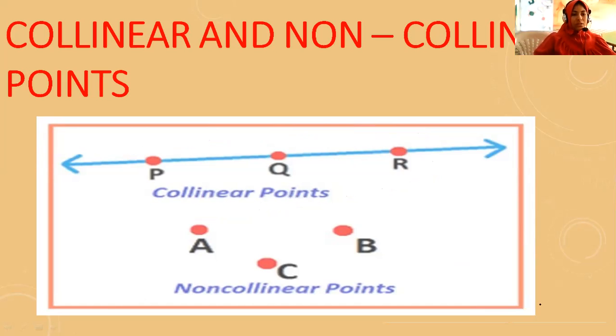A point is just a small dot. A ray starts from a point, but it never ends. A line segment starts at a single point and ends at a single point. A line can extend in both directions.